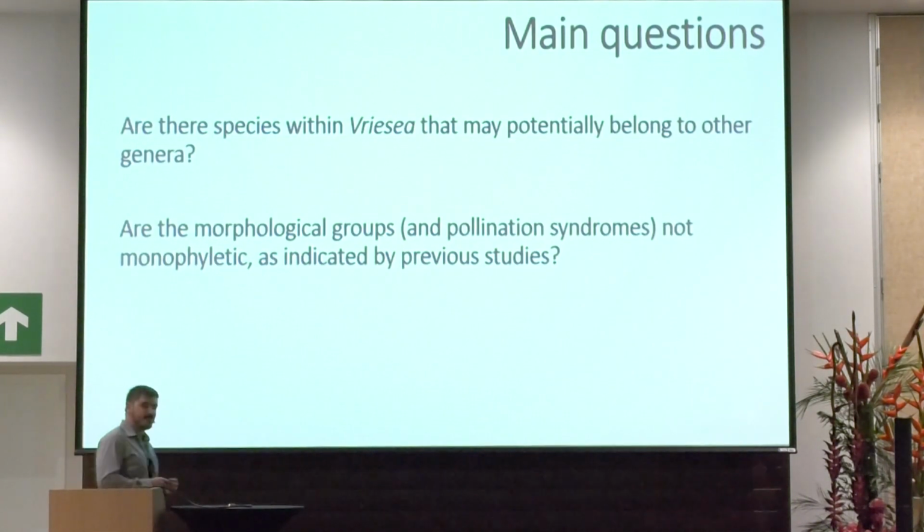So the main questions that guided this work, actually, I will show you a set of works that we have been working on during these last times, are: are there other species within Vriesea that may potentially belong to other genera? I think you already know the answer. And are the morphological groups, and consequently the pollination syndromes, not monophyletic as indicated by previous studies?